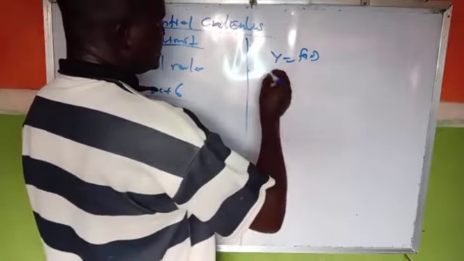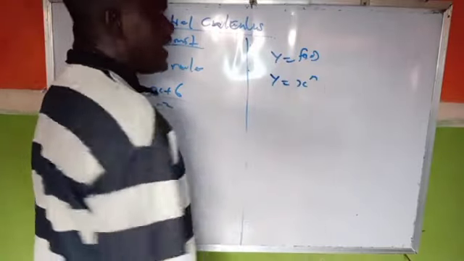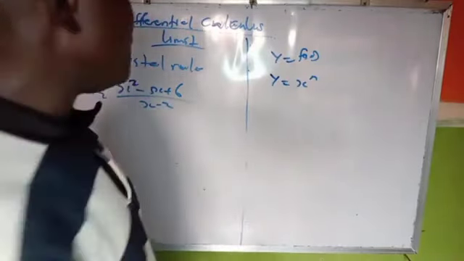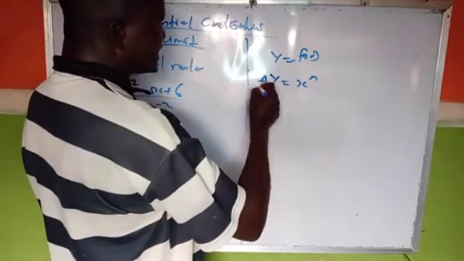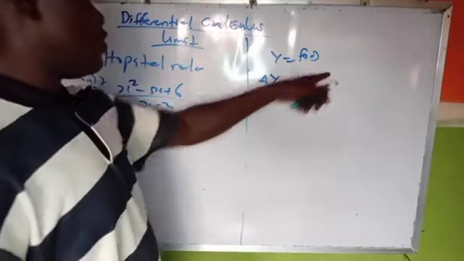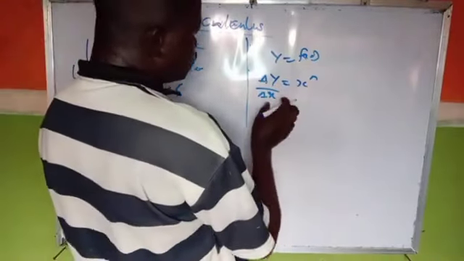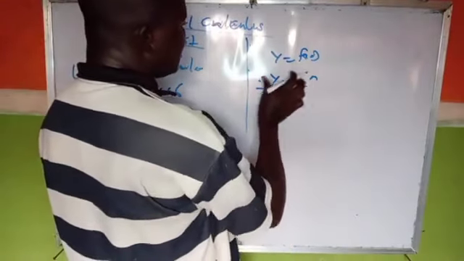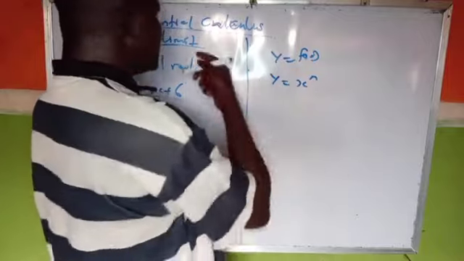Let's say we express this one like this, x raised to power n. The differentials mean the rate of change, we call delta. Delta, the rate of change of y with respect to x. What effect is it going to produce here? That's what we mean by differential calculus.